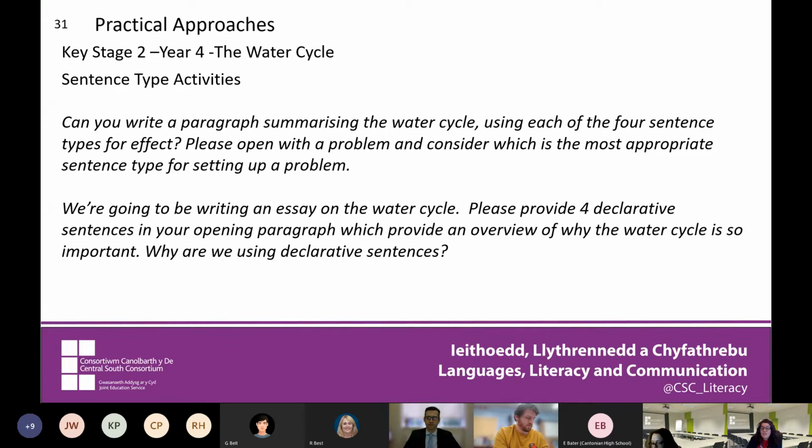You could also differentiate your instruction by saying, we're going to be writing an exposition or an essay on the water cycle. Please provide four declarative sentences in your opening paragraph, which provide an overview of why the water cycle is so important. And then you could ask them, why would we use declarative sentences as opposed to questions? In having to explain their choice of sentence type, they need to think about their impact on the reader.